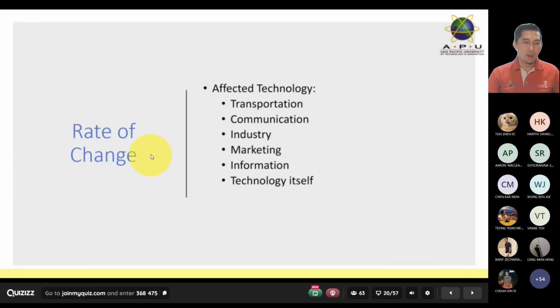Yeah. Okay, so the second point is to look into the rate of change. Now, technology has definitely spearheaded, I would use that word. That means because of technology, we have seen a lot of these areas change very drastically, right? You see all of the listed items here: transportation, communication, industry, marketing, information, technology affecting the technology itself, right?